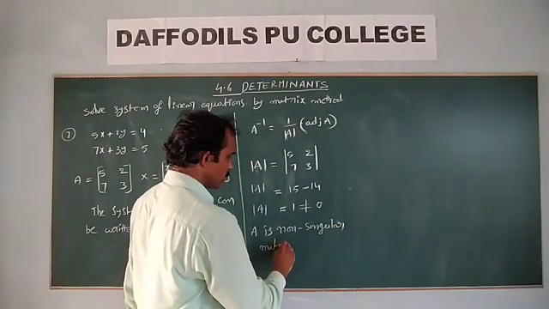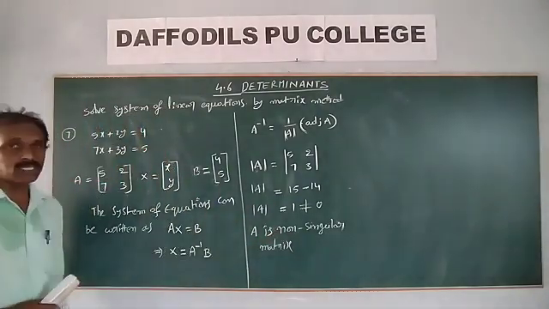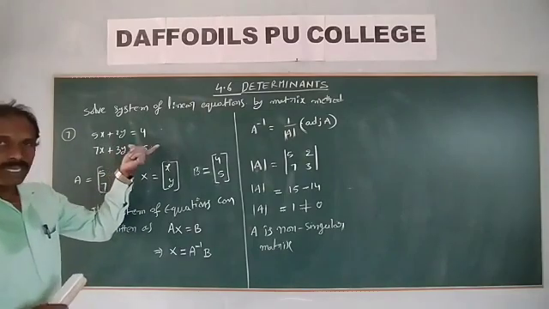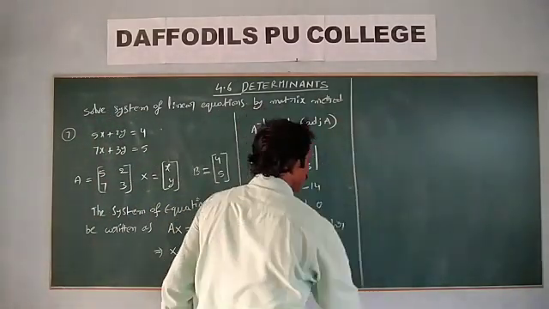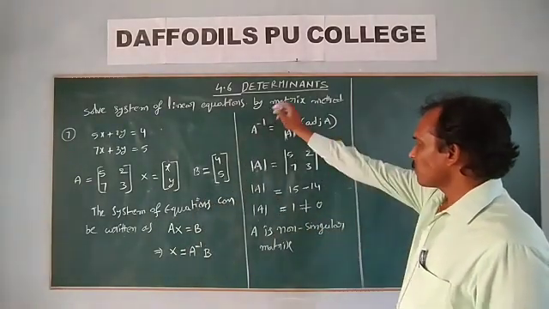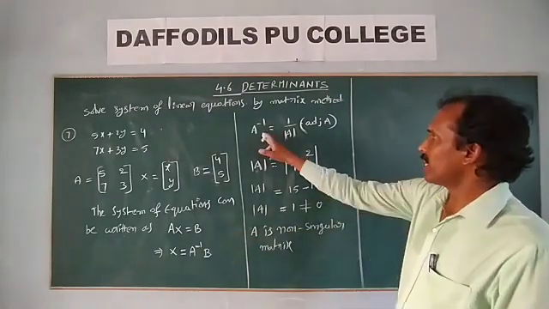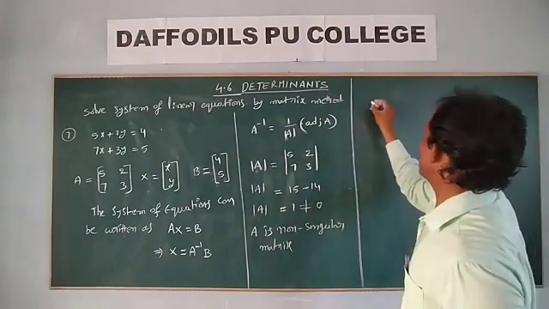Non-singular matrix. Non-singular means the system of equations is consistent, and consistent means it has a solution. So the solution is there. How to find the solution? X is equal to A inverse into B. First of all, A inverse. Already I found the determinant of A, which is 1. Next, adjoint A.